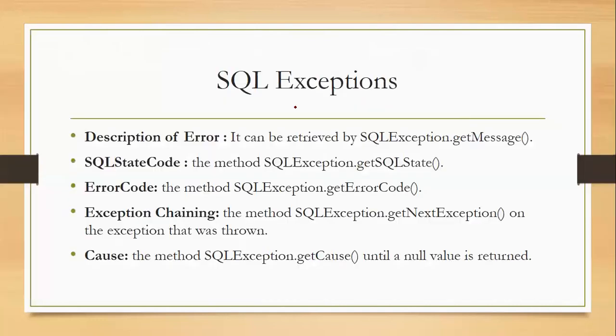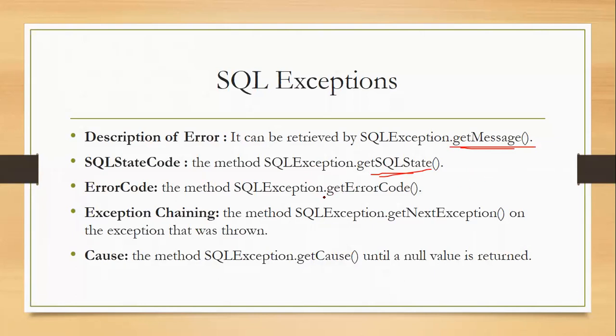Now, let's go in detail about SQL exceptions. SQL exceptions do have a few methods which come together with them. The first method is called getMessage. It describes what kind of an error you have. The second method is called getSQLState. It will return a value which tells you the state code, in what state is your particular exception.